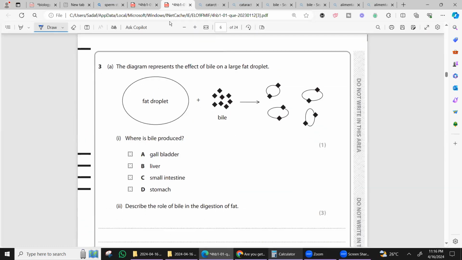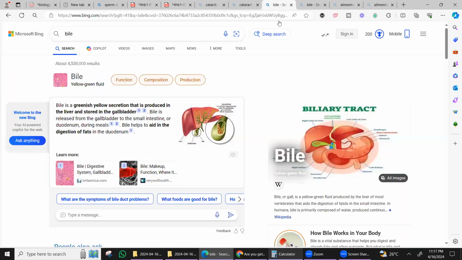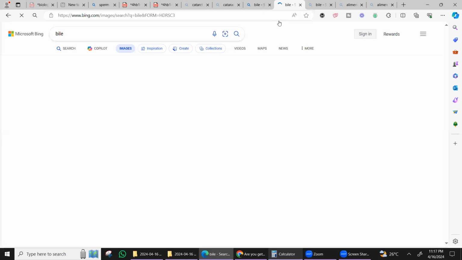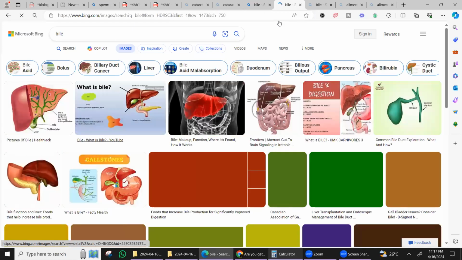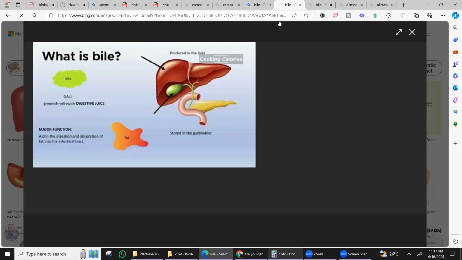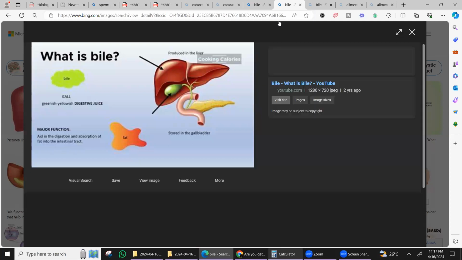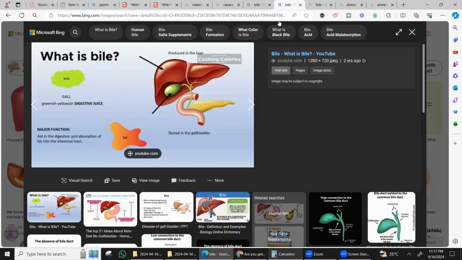Question number 3a. The diagram represents the effect of bile on a large fat droplet. Where is bile produced? Remember that bile is produced in the liver and it is stored in the gallbladder. Let us see the bile. Here you can see in this image, this is the liver and bile is stored in the gallbladder.